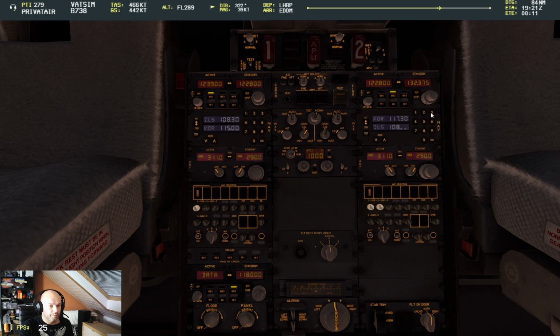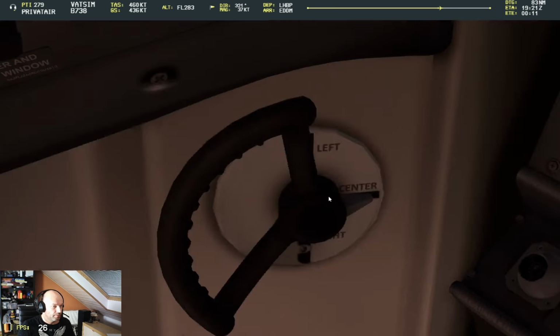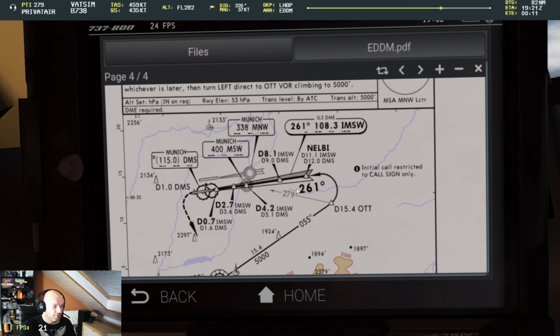Direct Napsa, private air 279. And direct Napsa, let's go. Direct to Napsa. Cool. So then we set final course 261 degrees.